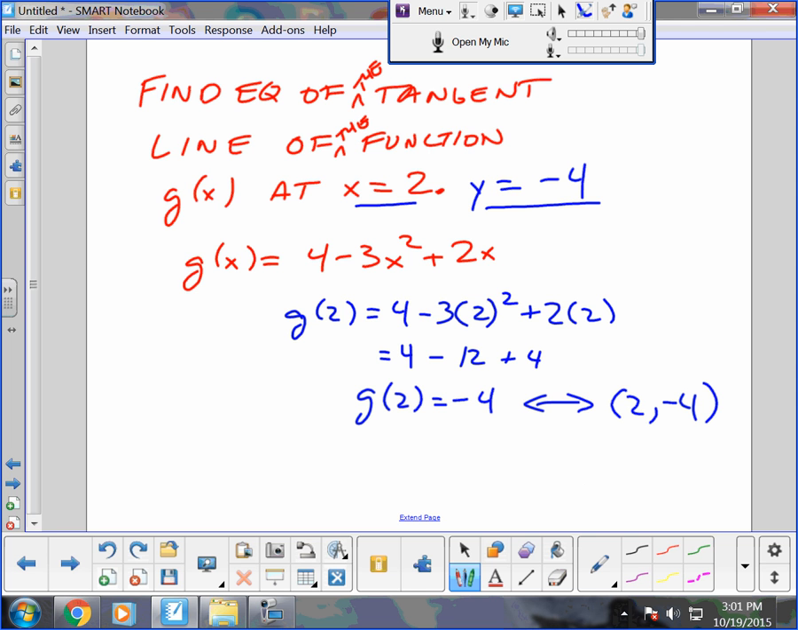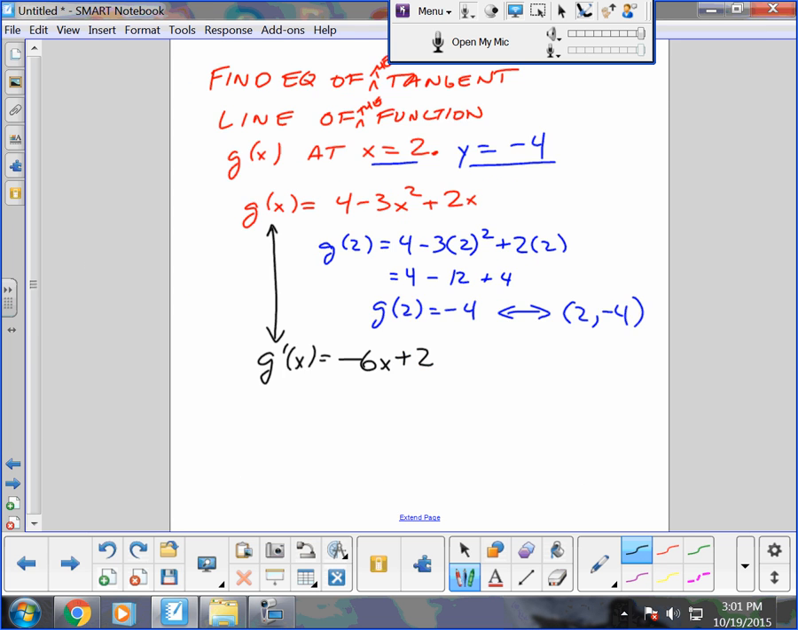Now I need the slope. Well, the slope comes from the derivative. So I just do g prime of x. Derivative of 4 is 0. Derivative of -3x squared is -6x. Derivative of 2x is 2. I need the slope at 2, so I plug in 2 for x. And I get -10.